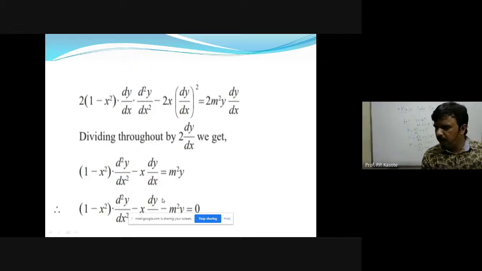Let us shift this m square y to the left hand side so as to get the claim. The claim which we were asked to prove, we'll get it just by shifting this m square y to the left hand side. So at last we can write the correct answer as 1 minus x square into d square y upon dx square minus x times dy by dx minus m square y is equal to 0.